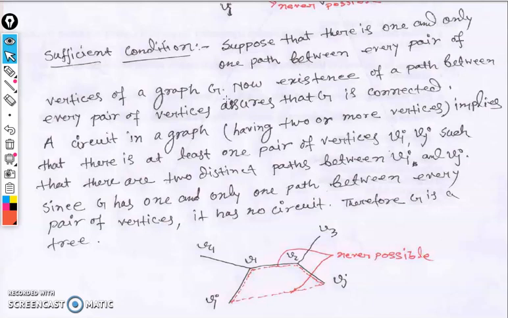Here we consider any two vertices must have a path, which represents that the graph is a connected graph. Now, existence of a path between every pair of vertices, we have already mentioned that, assume that G is a connected graph. Since it's a connected graph, a circuit in a graph having two or more vertices implies that there is at least one pair of vertices Vi and Vj such that there are two distinct paths. Here we consider any two vertices with only one path. That is a very important line for you. Mention this line.